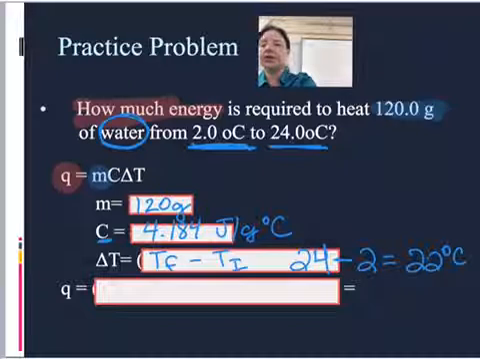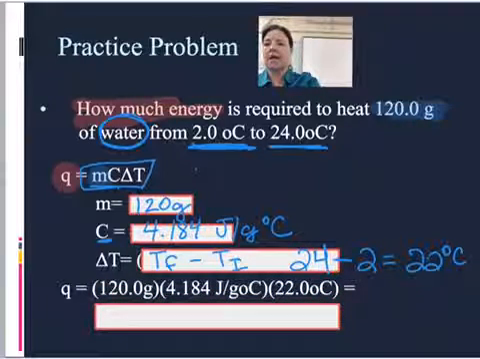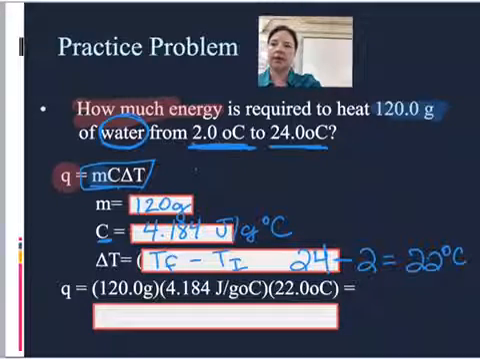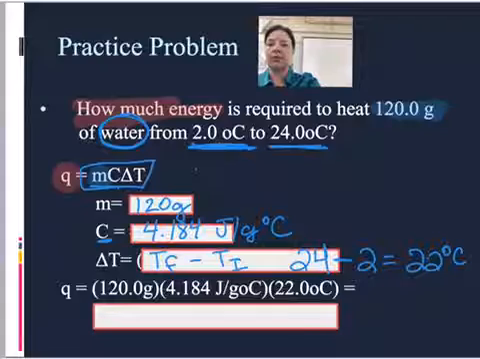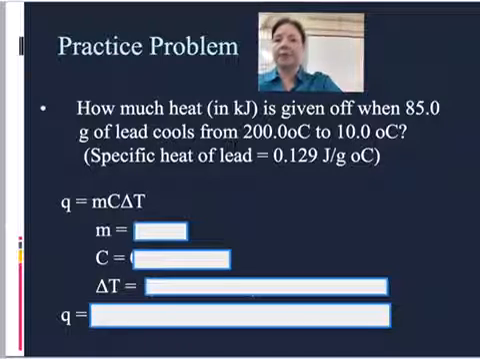Now we're going to put each of these variables into this equation right here. So our mass is equal to 120, our specific heat 4.184, and our temperature change 22 degrees. All we do is multiply each of those in order to get our answer. Let's try and set up another practice problem.